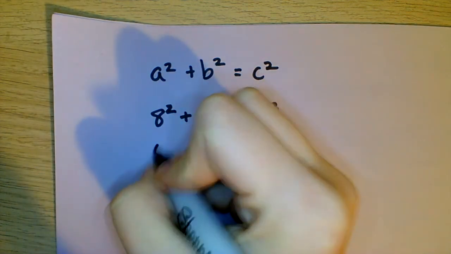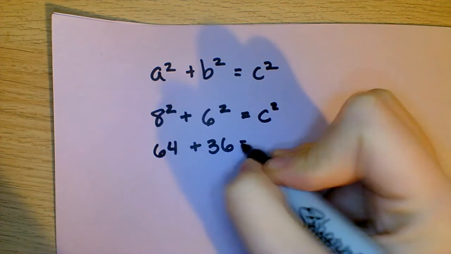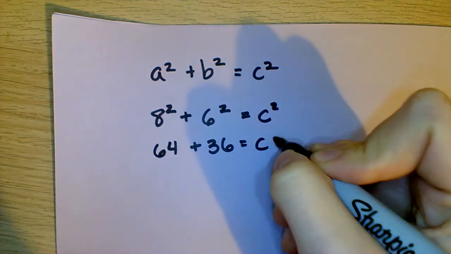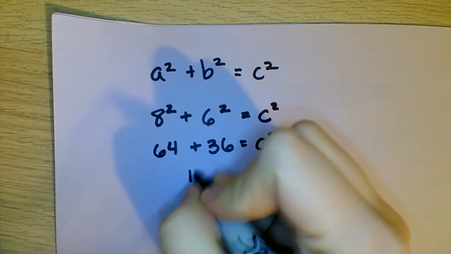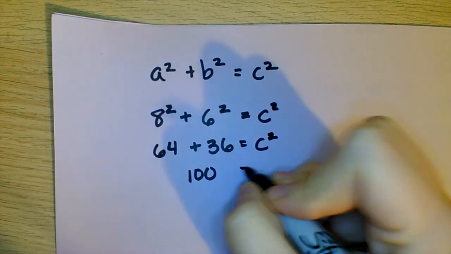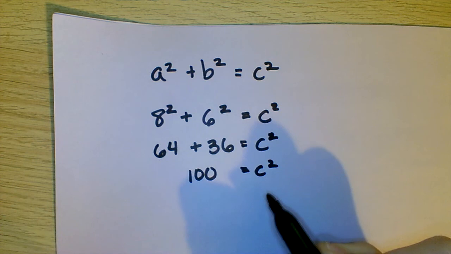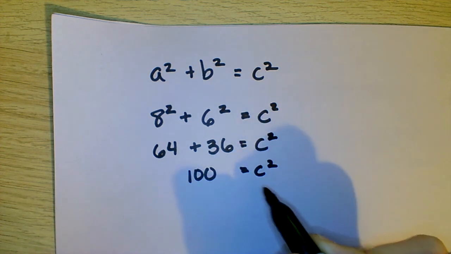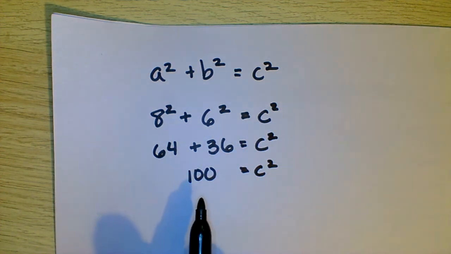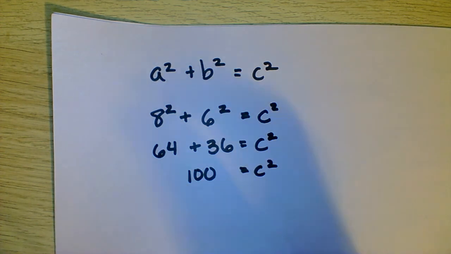Well, 8 squared is 64, and 6 squared is 36. This still is all equal to C squared. Again, this is 100 equal to C squared. Now what we can do is either square root both sides to solve for C, or we can recognize that 10 times 10 makes 100. So C must be equal to 10.